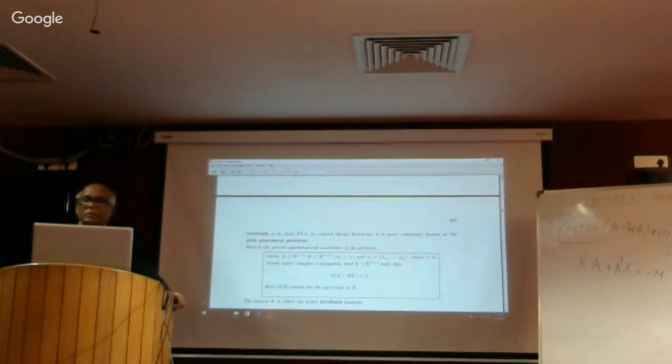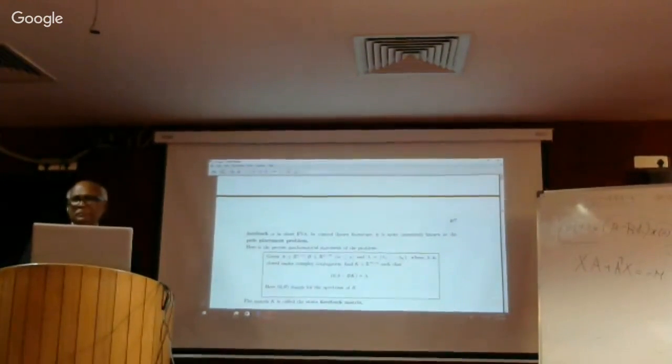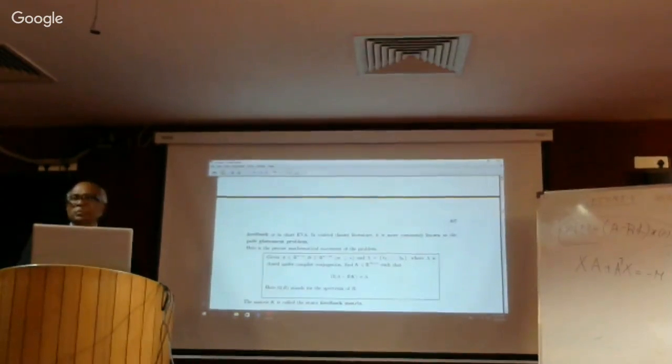Now, where to place the eigenvalues and which eigenvalues need to be placed, that is an art rather than a science. A designer, a control engineer, has to make a choice according to his requirements. He wants the system response to be of a certain nature. So according to that, the eigenvalues need to be placed.